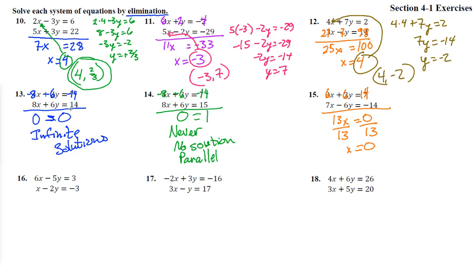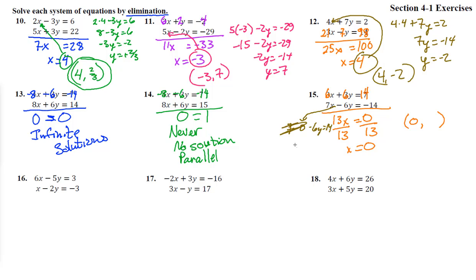Now notice that's not the same as 0 equals 0 or 0 equals 1. That is, x is actually 0. That means we have 0 something. So if we go back through and stick in 0 for x, we get 7 times 0. Let's stick it right in there. 7 times 0 minus 6y equals 14.